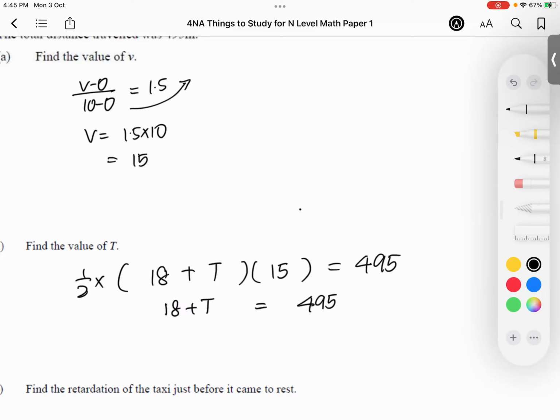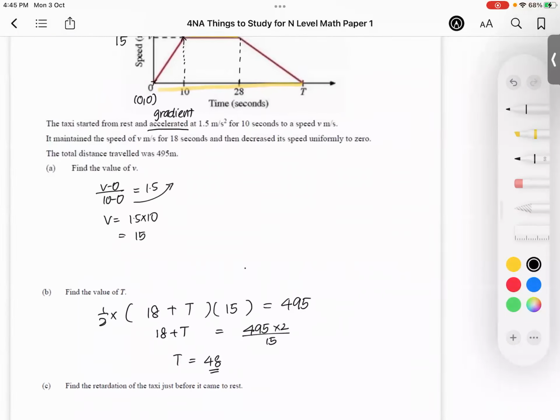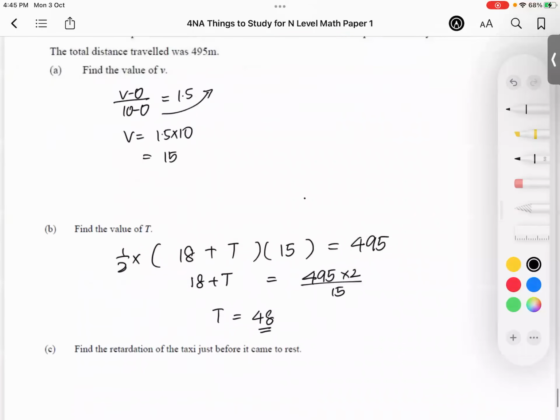I don't want the half, I multiply by 2. I don't want the 15, divide by 15. So T equals to this number minus 18. I get the number 48 answer. Okay, so T is now 48. I get 48 ready. Find the retardation.